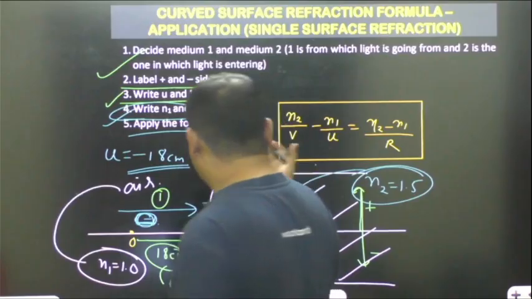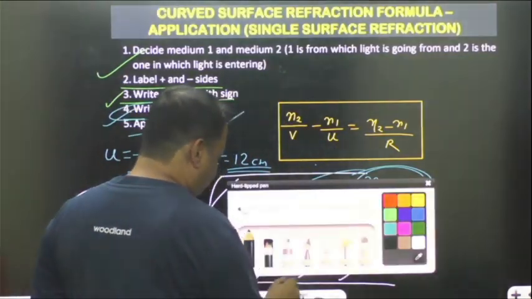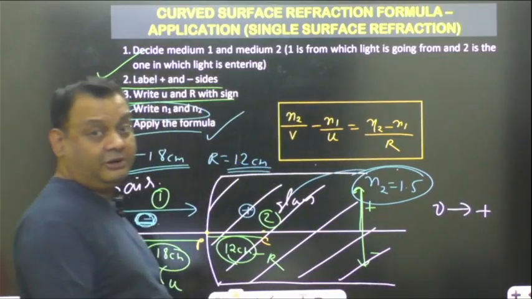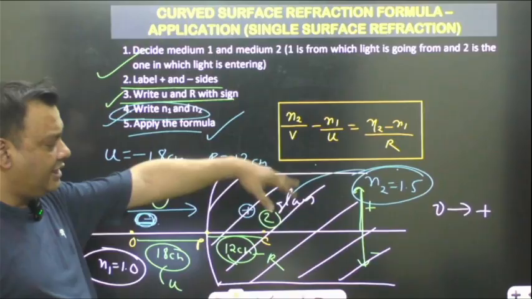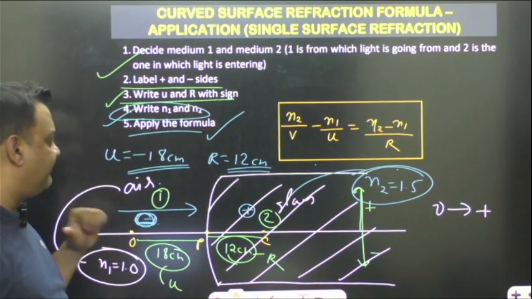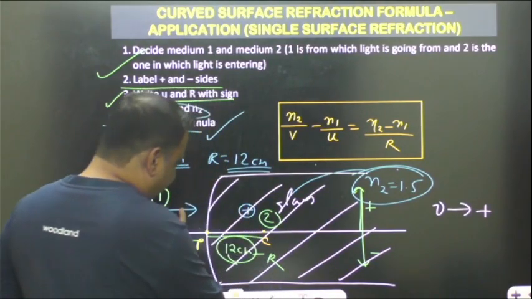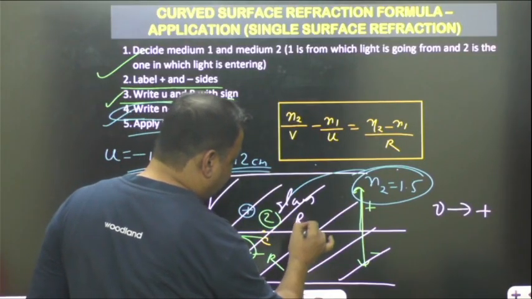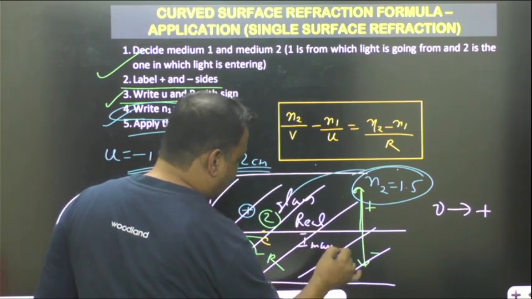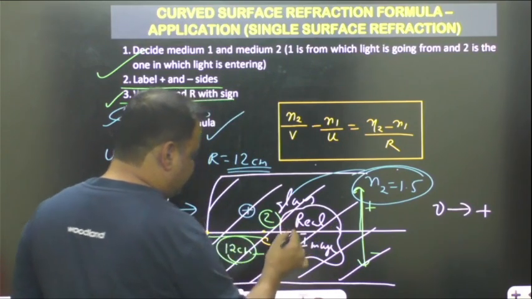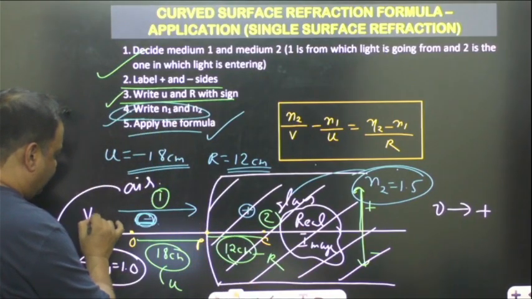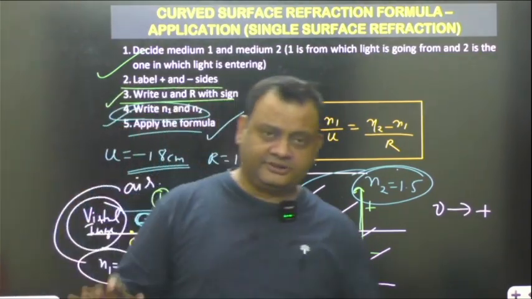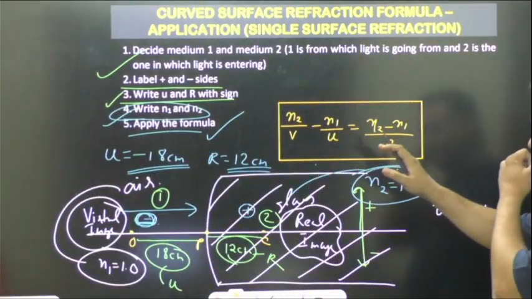Whatever is unknown, sometimes v will be unknown, sometimes u will be unknown, sometimes r will be unknown. Suppose v is unknown and if v comes to be positive, where will the image be located? On the right side. And if v comes to be negative, the image will be located on the left side. Since refraction is taking place, any image located on the right side will be a real image, because only on the right side is there scope for the rays to meet. If the image is located on the left side, it will be a virtual image. Got it? So this is how we will apply the curved surface formula.